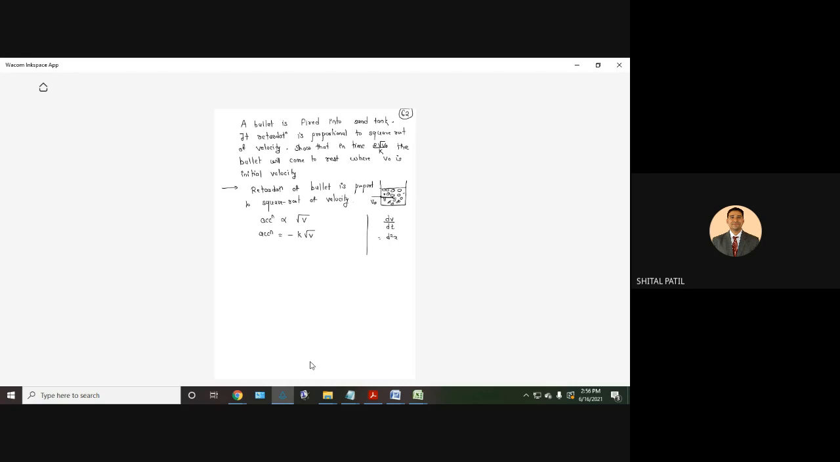or d square x divided by dt square, or we can consider v dv by dx. Yes, which form of acceleration is to be considered? See, ultimately our aim is to find the time, na? So we have to consider acceleration as dv by dt. So write, minus root kv. Separate the variables. Simple example, not too difficult. And integrate.